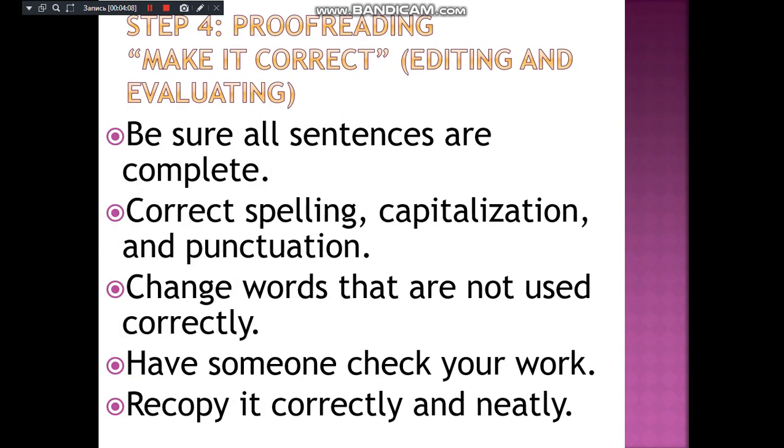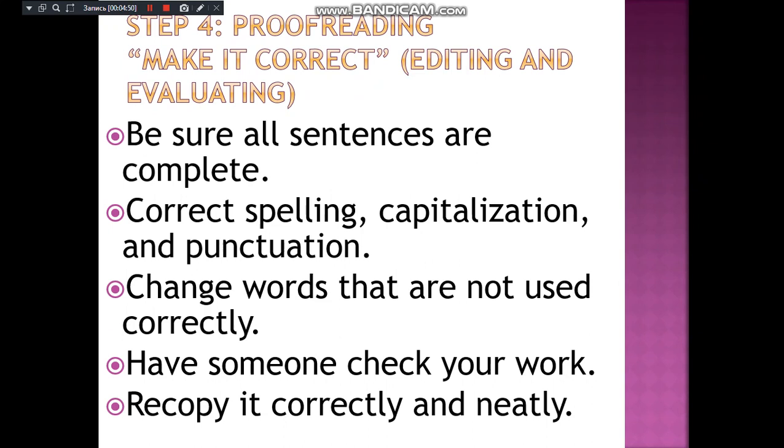Let's go to step number 4. It is proofreading. Make it correct. This step is the editing and evaluating step. So be sure all sentences are complete. Correct spelling, capitalization, and punctuation. Because if you want to do perfect writing, you have to pay attention to spelling and punctuation also. So change words that are not used correctly. Have someone check it for you.